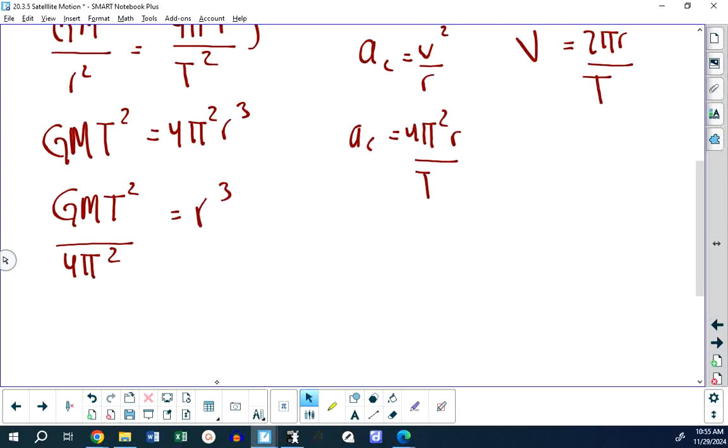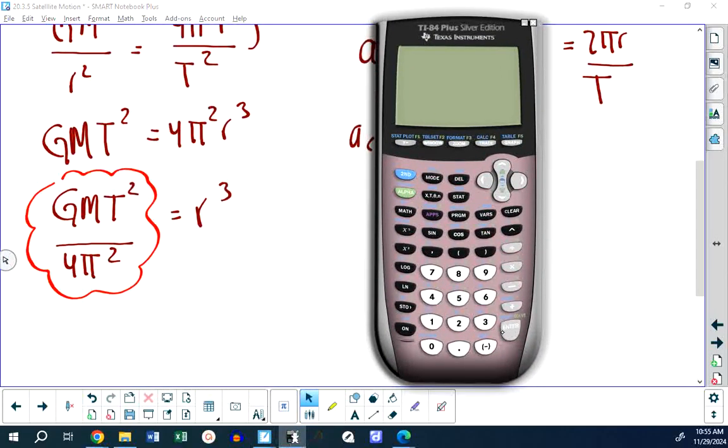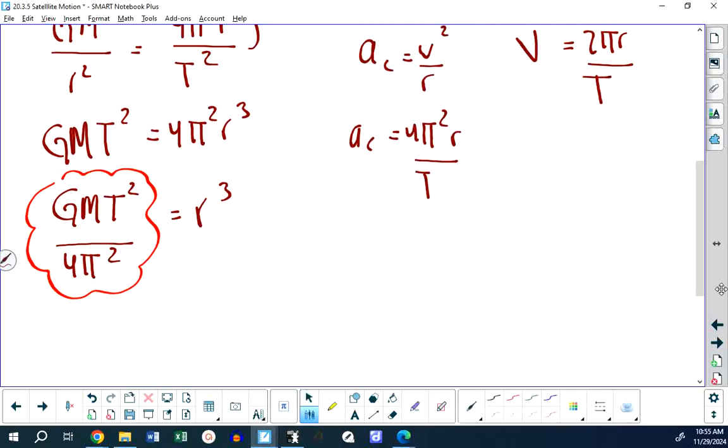So I need to calculate what this is, and then take the cube root. So 6.67 multiplied by 10 to the negative 11. I need to multiply that by the mass of the Earth. I need to multiply that by, well, we need to know what that is in seconds. So you need to multiply it by 60 to get it into minutes, and then you need to multiply it by 60 to get 86,400.